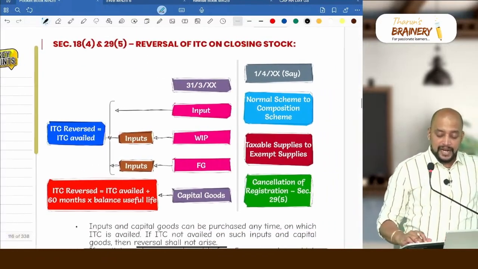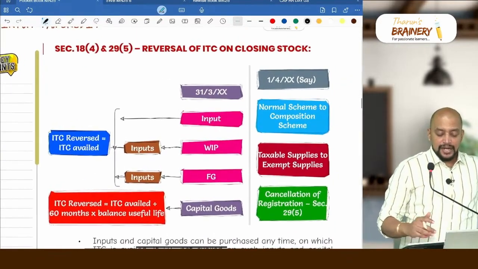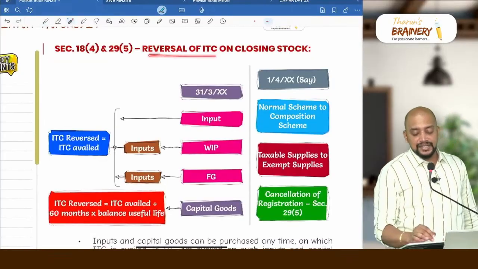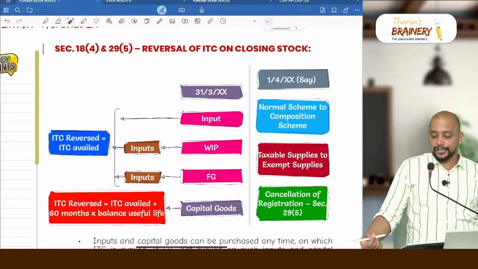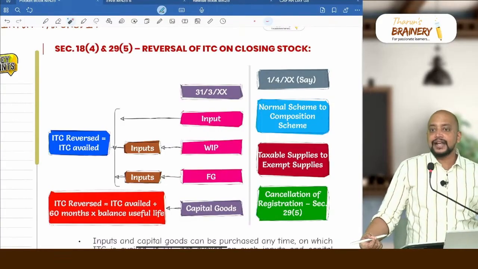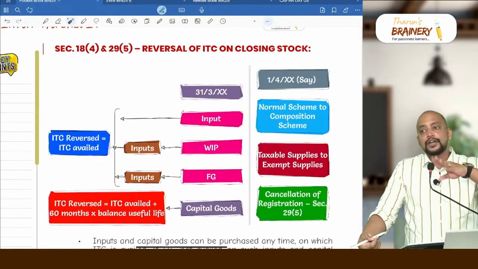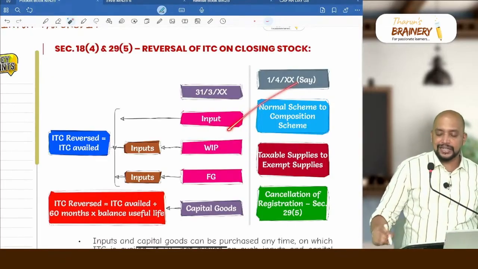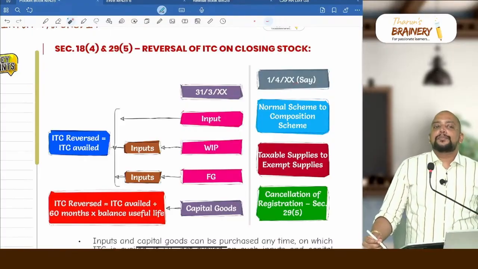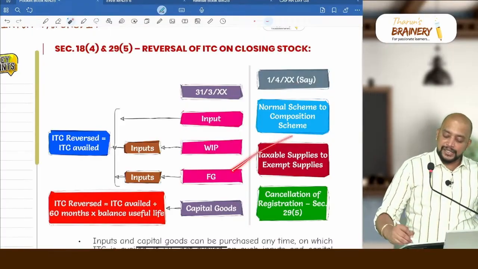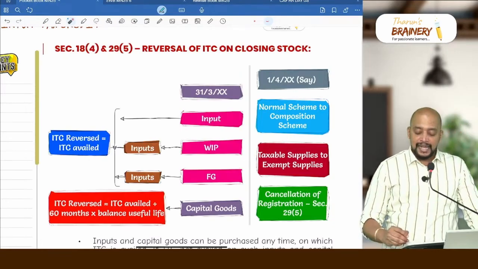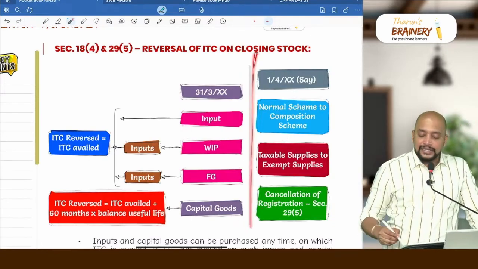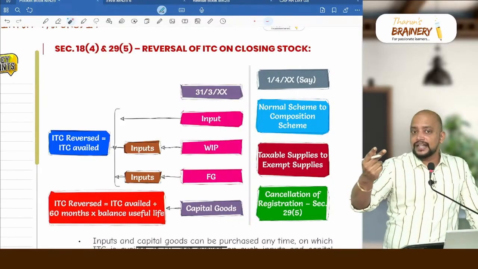Then next we have 18(4) read with 29(5), that is reversal of ITC on closing stock. This reversal of ITC on closing stock is the opposite of 18(1)(d) and 18(1)(c). 18(1)(c) is what? Composition scheme to normal scheme. Now reverse, normal scheme to composition scheme. 18(1)(d), exempted supplies to taxable. Now opposite, taxable supplies to exempted supplies. One more case also, section 29(5), cancellation of registration. In all these three cases, we will reverse the ITC on closing stock.